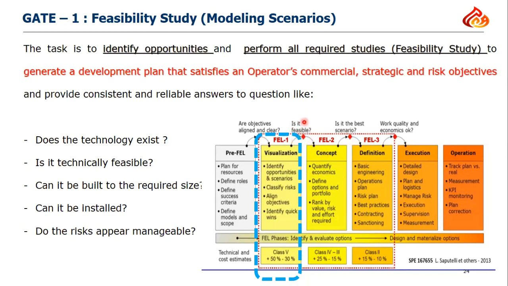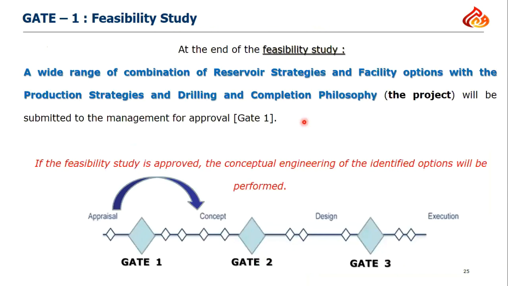It's technically feasible or not. Okay, so a wide range of combinations of reservoir strategy, facility options, production strategy, drilling and completion philosophy, all of these are evaluated. Only feasible options continue. Let's say I come up with 10 options, only 6 are feasible and 4 are not technically feasible for some reasons. So from 10 options, only 6 will pass the first gate, the feasibility criterion, and come up to the second stage, which is concept selection.